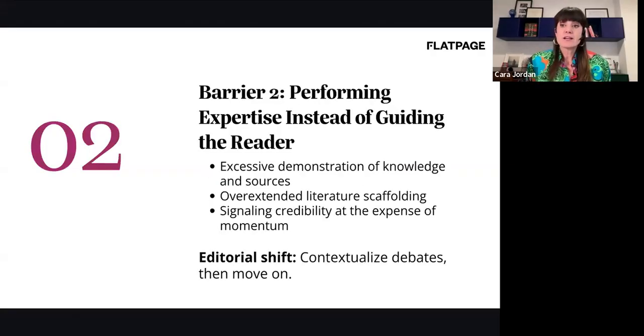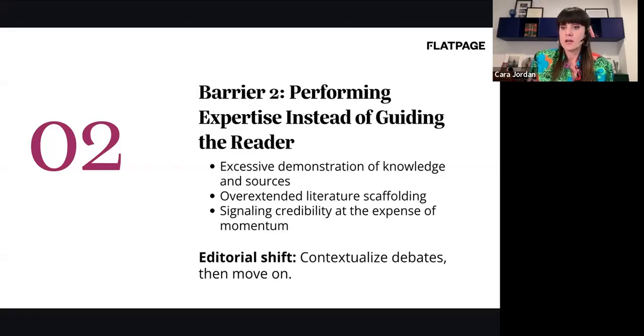The second barrier is about a shift in posture. Academic writing trains scholars to perform expertise, to show mastery of debates, sources, and intellectual lineages. We demonstrate that through the dissertation. In trade books, that performance often becomes an obstacle. Readers aren't asking you to prove that you belong. They assume you do, or they wouldn't have picked up the book in the first place. What they want is guidance. They want help understanding an issue, a history, or a way of seeing.